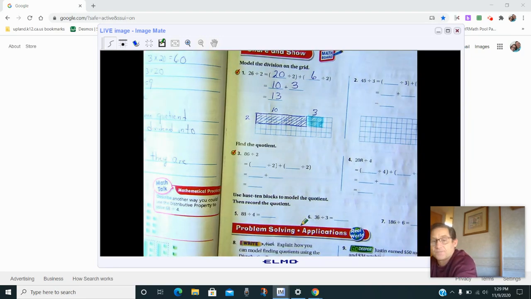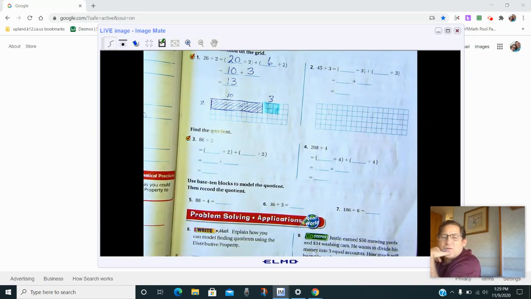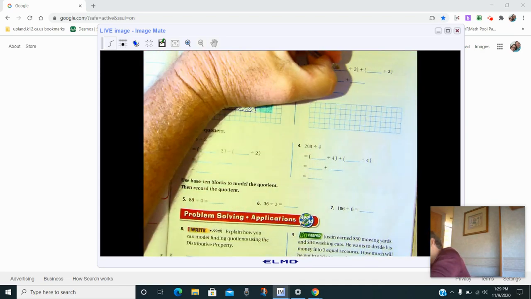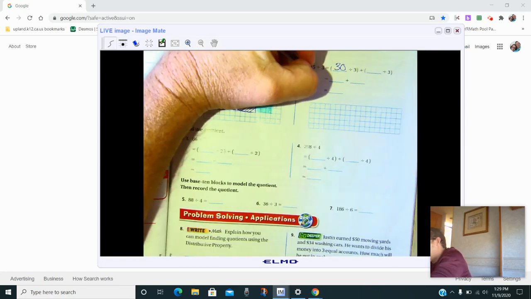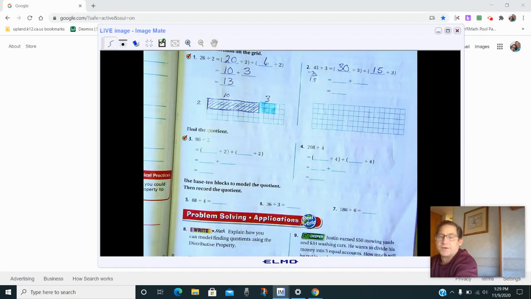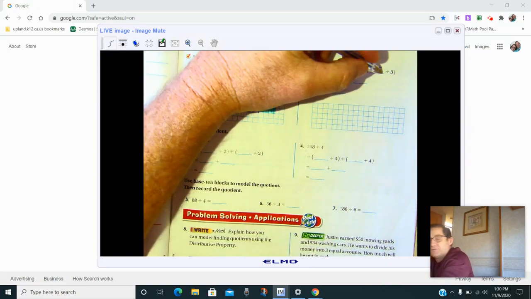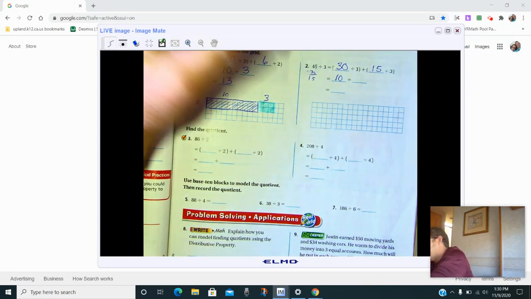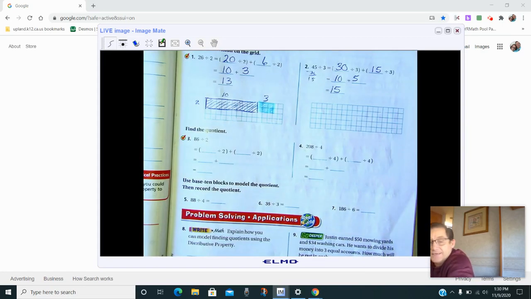All right, number 2, 45. Well, again, I want multiples of 3. I think I'm going to go 30. And 45 take away 30 leaves me 15. 15 is a multiple of 3. So that's good right there. So 3 times what is 30? 10. 3 times what is 15? 5. So 45 divided by 3 is 15.